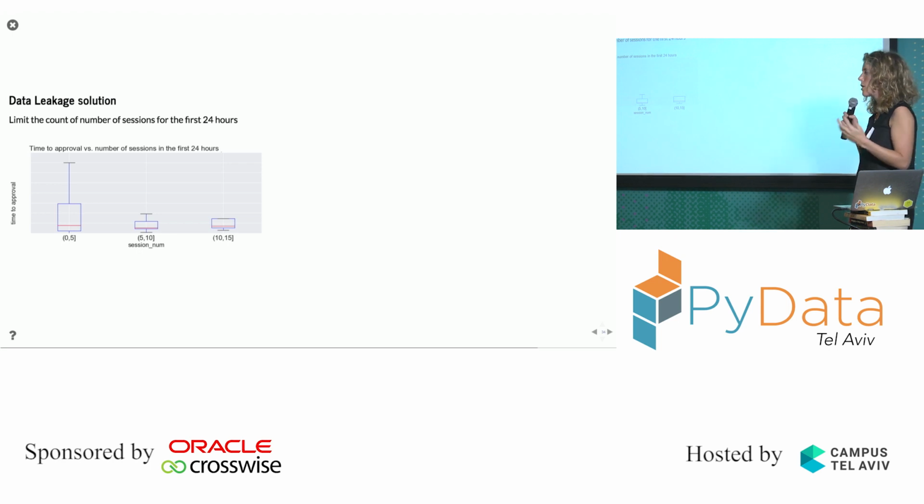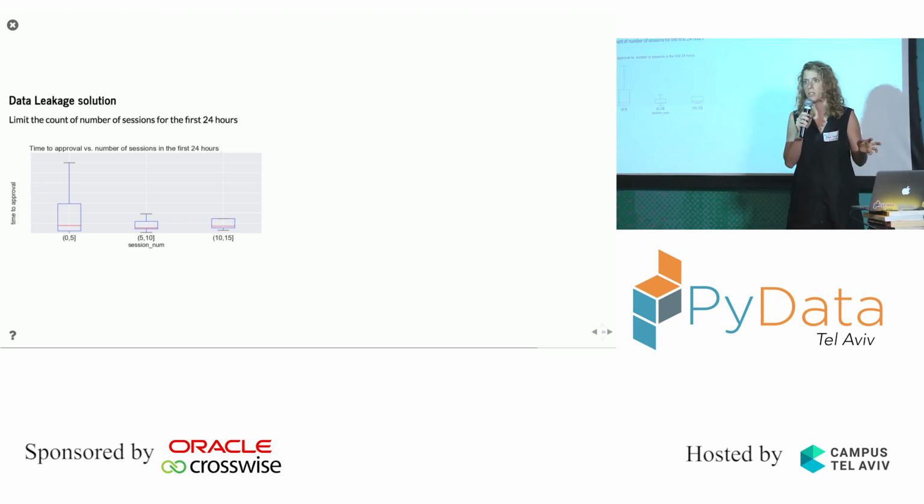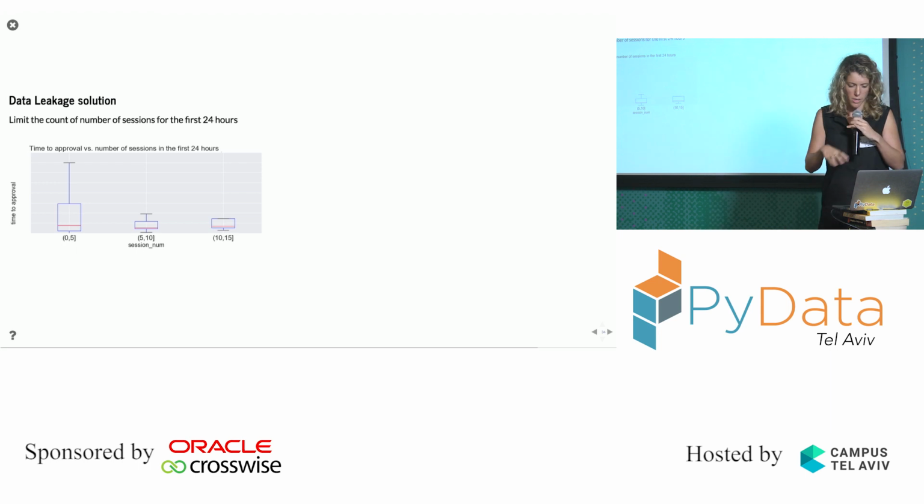And I did it also to other types of features which were correlated with time to decision, like number of visits to the website, number of visits to the app, all kinds of features which are similar to this.